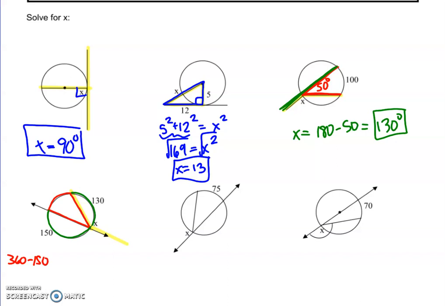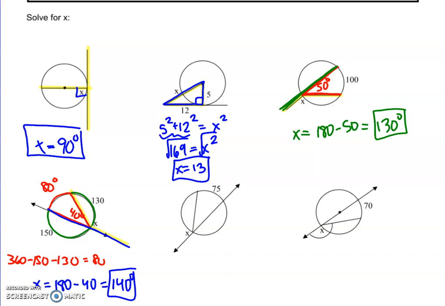360 minus 150 minus 130. All right, and that's going to be 80. So my red arc is 80. If the arc is 80, the inscribed angle is going to be half of that, or 40. So now to find my angle x, I'm using the fact that those 2 angles add up to 180, and x equals 180 minus 40, or 140. And that is one of the most challenging types of problems we are going to have this unit.